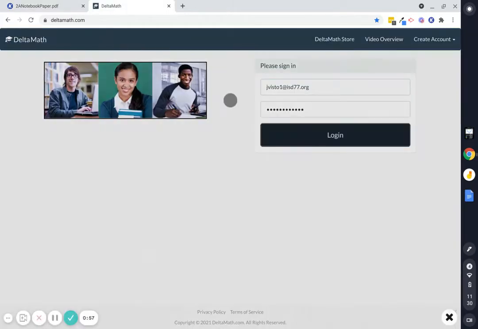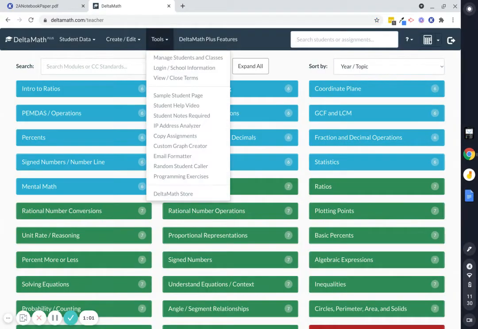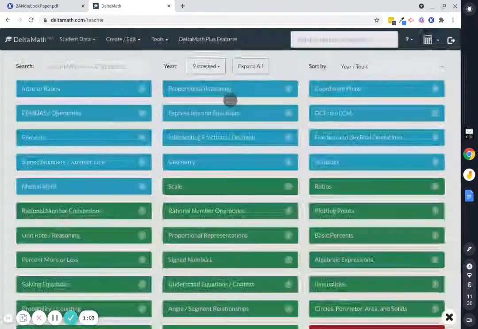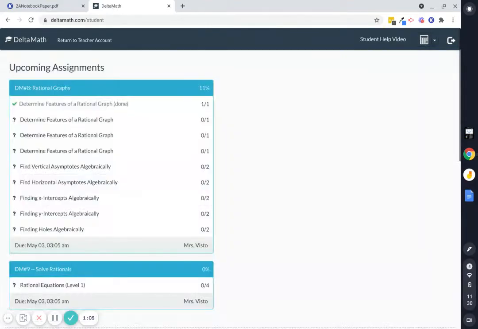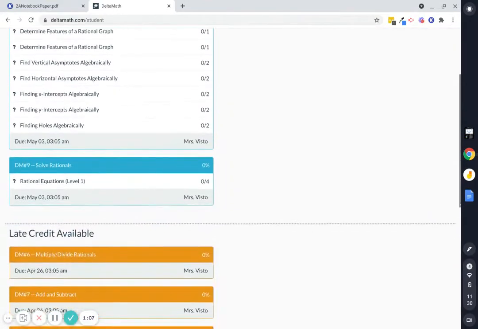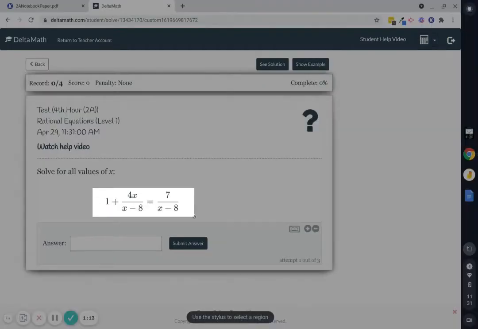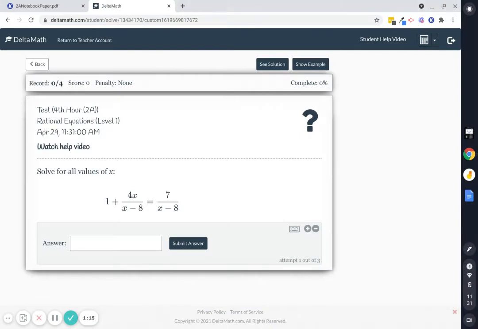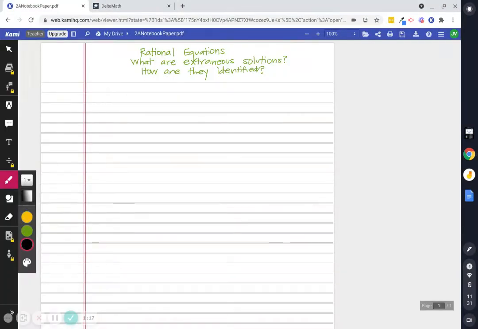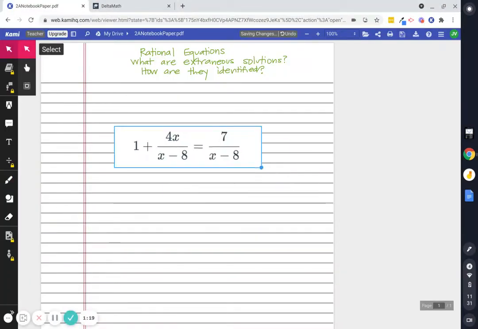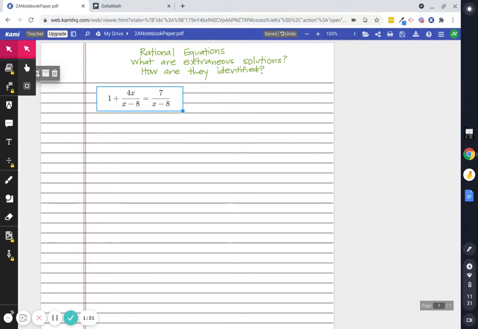So I'm going to go to Delta Math. And I'm going to go to sample student page, 4th hour. And I'm going to go to this solve rationals. You have 4 questions. So I'm going to click 1, and I'm just going to grab a screenshot of it. And I'm going to paste it in here. And sweet, now we have a problem we can work through together.